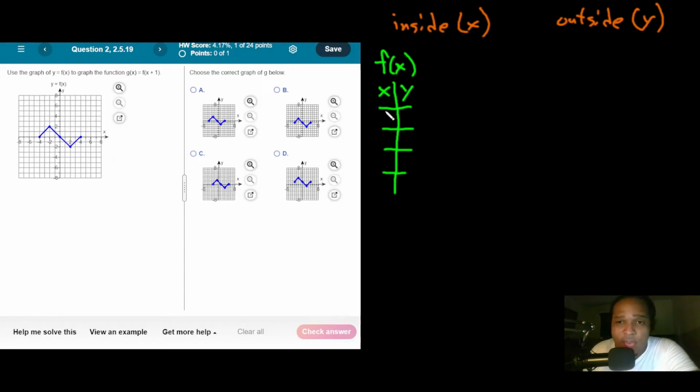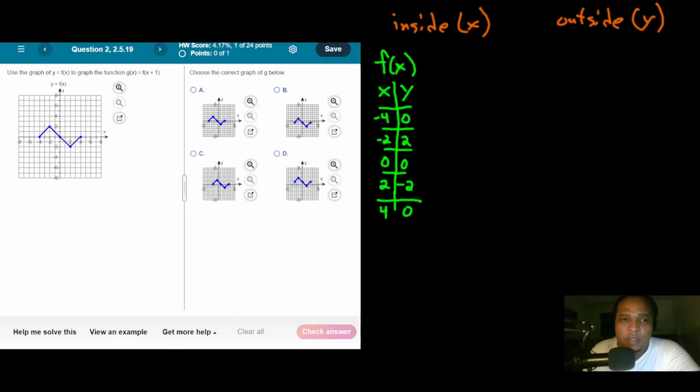Okay, so for our f of x, we're going to have -4, 0. We're going to have -2, 2. We're going to have 0, 0. You see, I'm just getting the corners of this graph, like we have this corner, that corner, that corner. Let's keep going. 0, 0. We have 2, -2. And the last point, we have 4, 0.